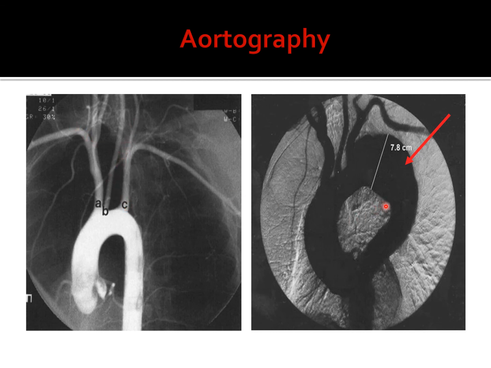This is a type 2 Stanford B classification of aortic arch. You have a dilatation of 7.8 centimeters, which is definitely very, very dilated beyond the left subclavian artery, and you can see the dilatation as it goes down. Okay.